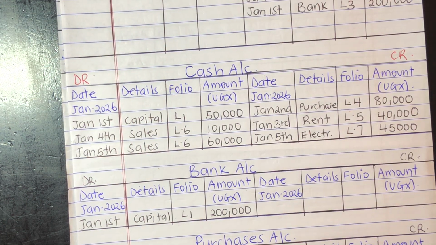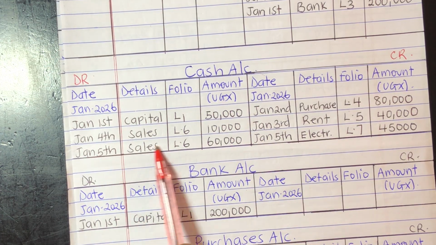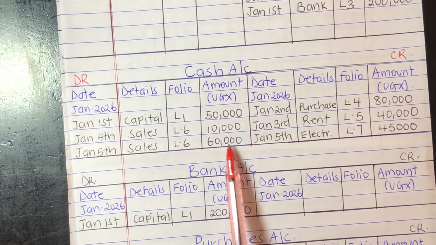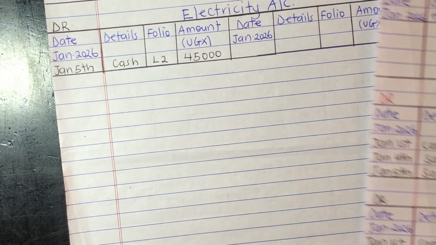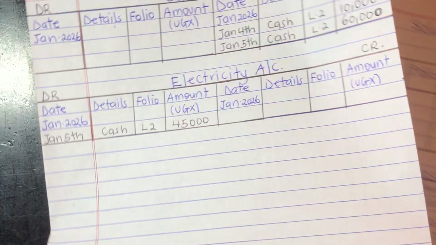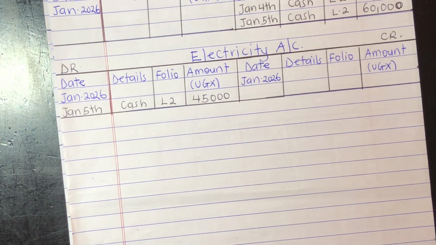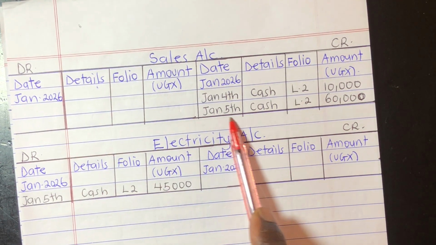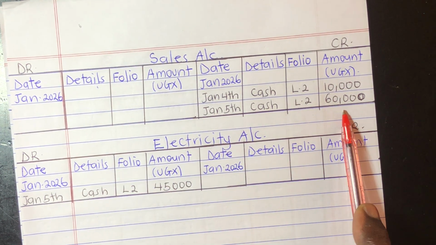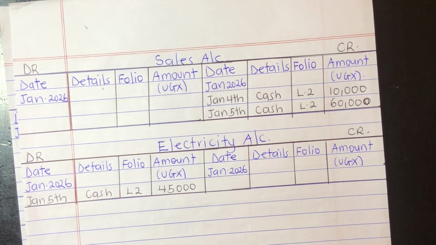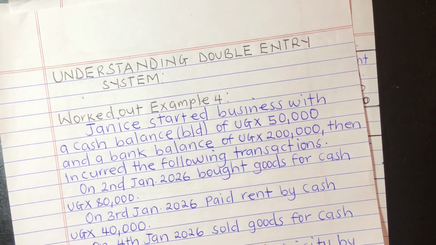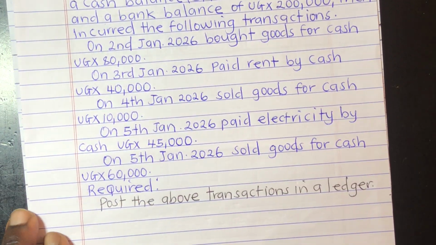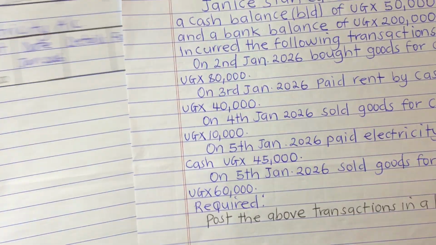Then you come and just click on the cash account. It is receiving the money. We are receiving money from the sales account, which is 60,000, and then you go to the sales account also and credit it because it is losing out the goods to the cash account here. Come and record it here on the 5th, cash ledger 2, 60,000. That is how we record this transaction, and that is how we record it in the double entry system.